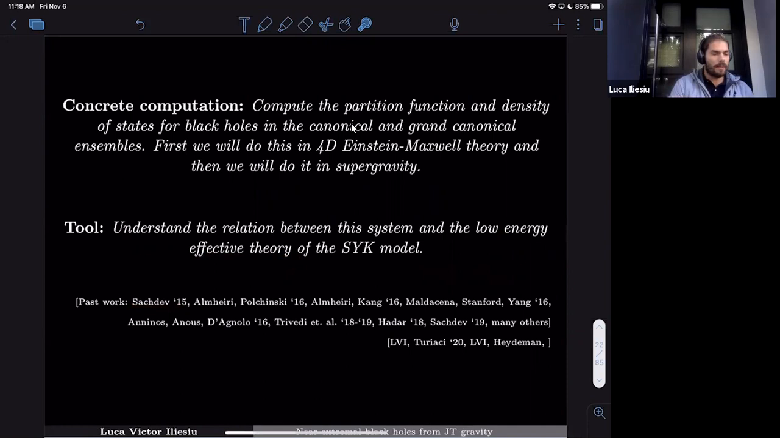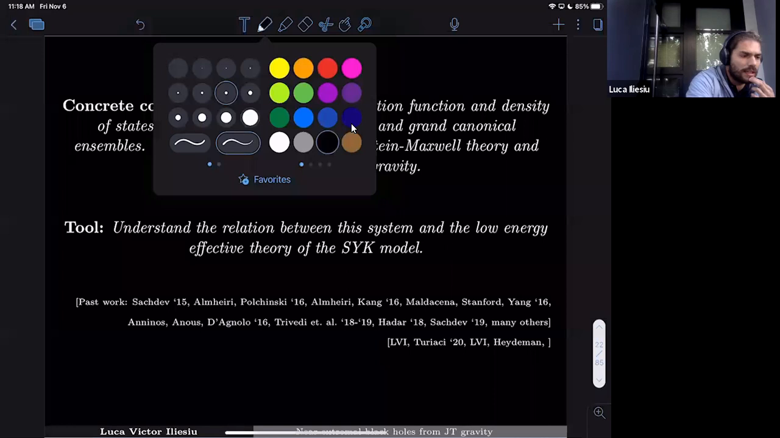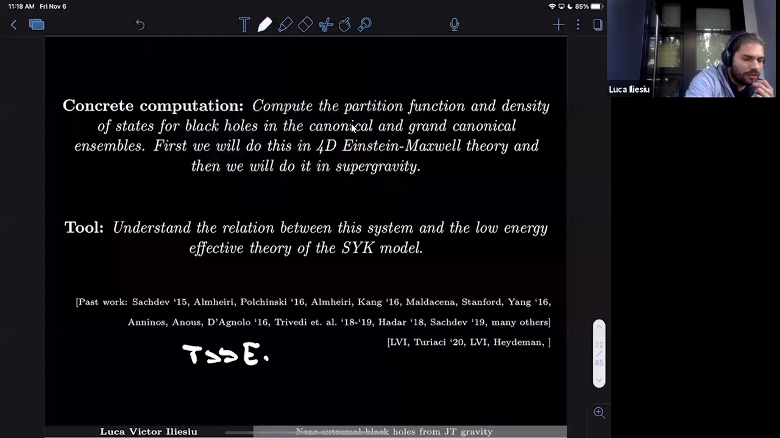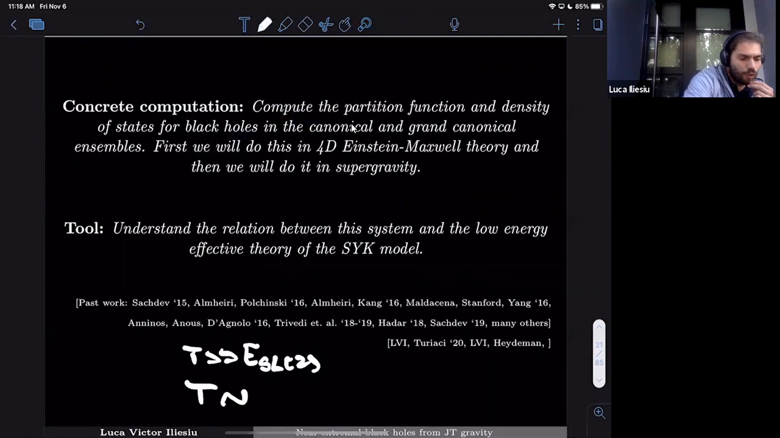But the important distinction between these past papers and what I'm going to talk about now is that I'll try to address a regime in which the temperature is much lower than the typically studied temperature. People usually study the temperature T to be much bigger than the scale E_SL2. So I'll be interested in the partition function when T is of order E_SL2. In that regime, as we'll see, quantum effects become extremely important. So the gravitational system cannot be studied solely by doing a semi-classical analysis of the gravitational path integral.